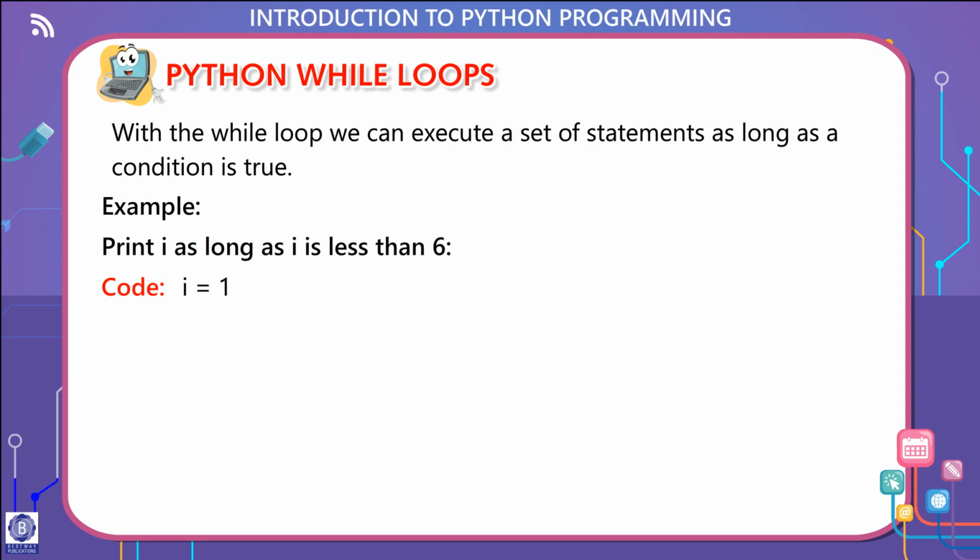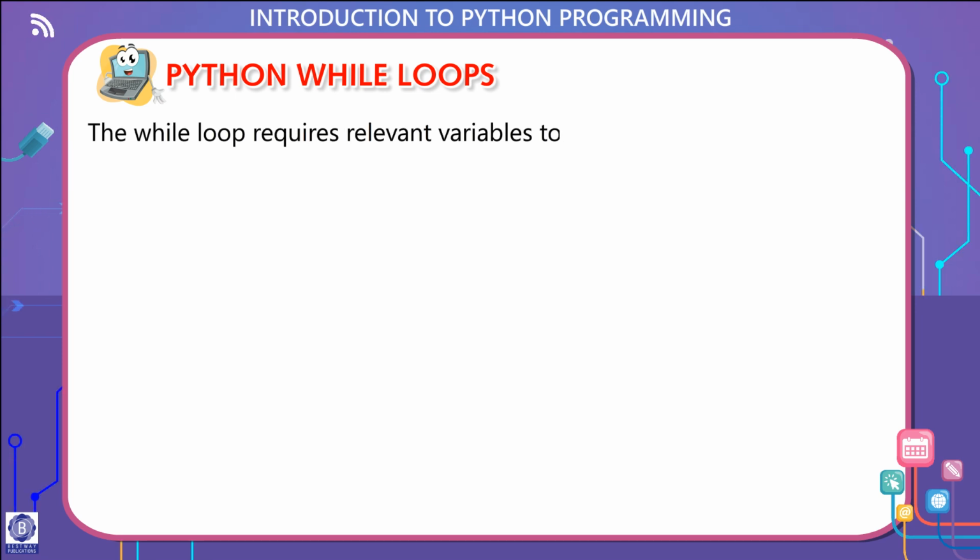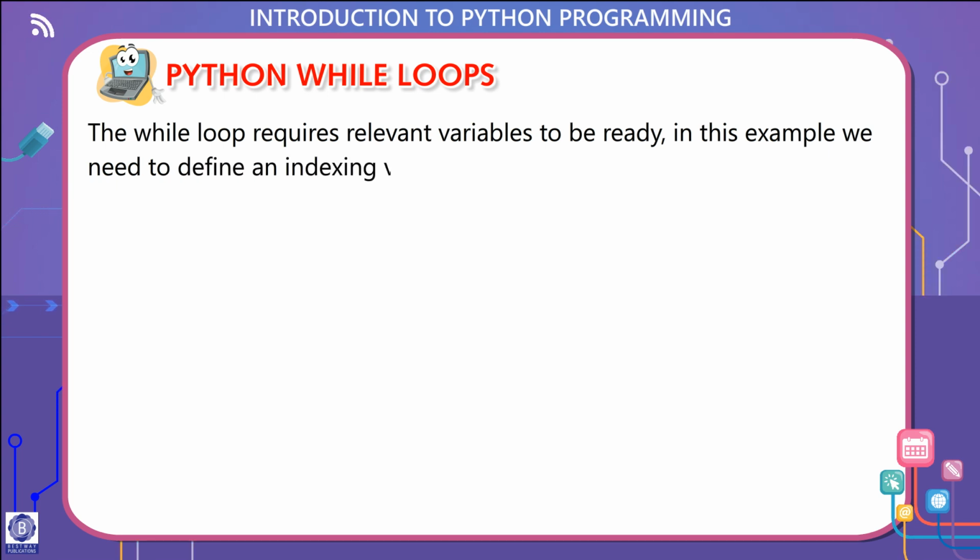Code: i = 1. While i is less than 6: print i, i += 1. Output. The while loop requires relevant variables to be ready. In this example, we need to define an indexing variable i, which we set to 1.